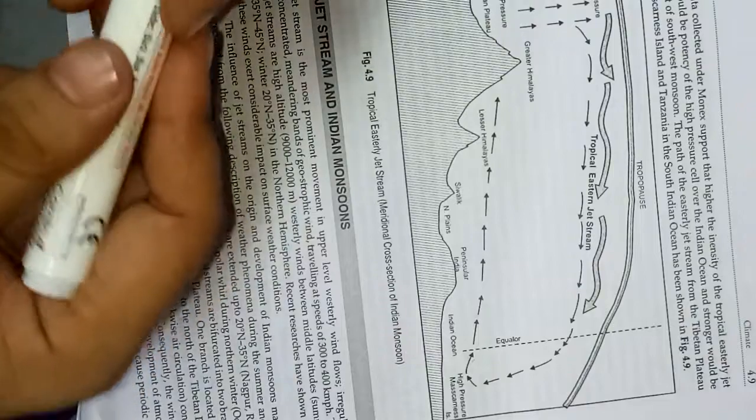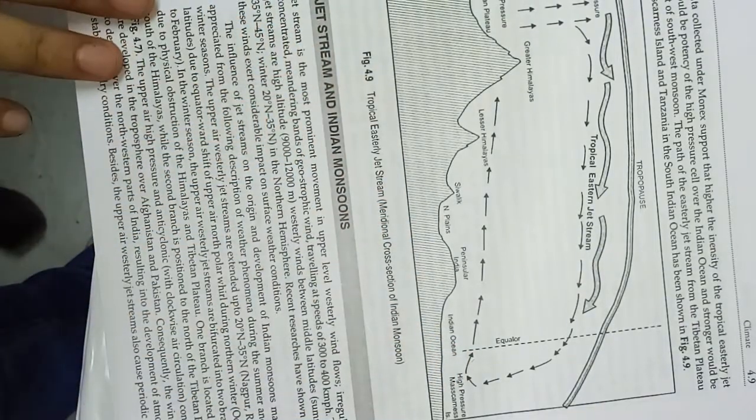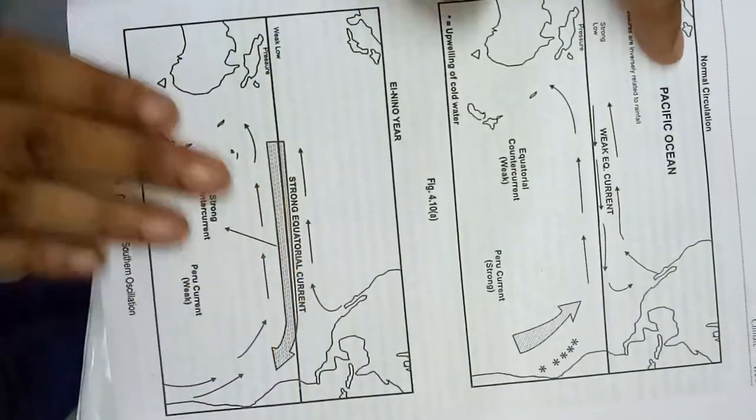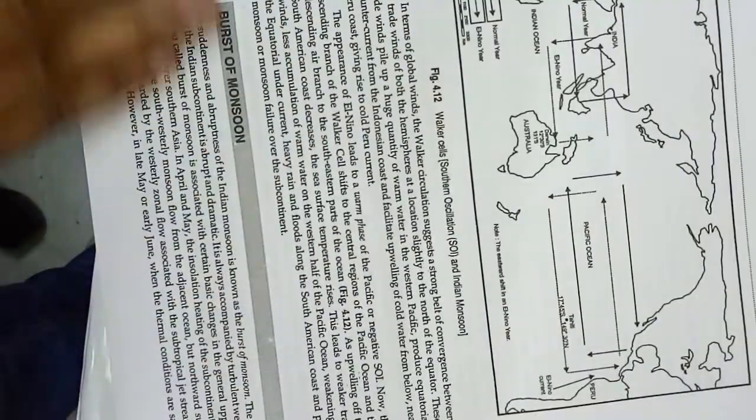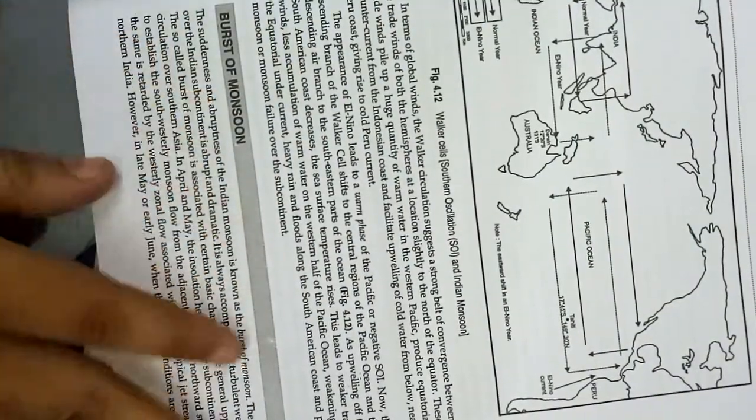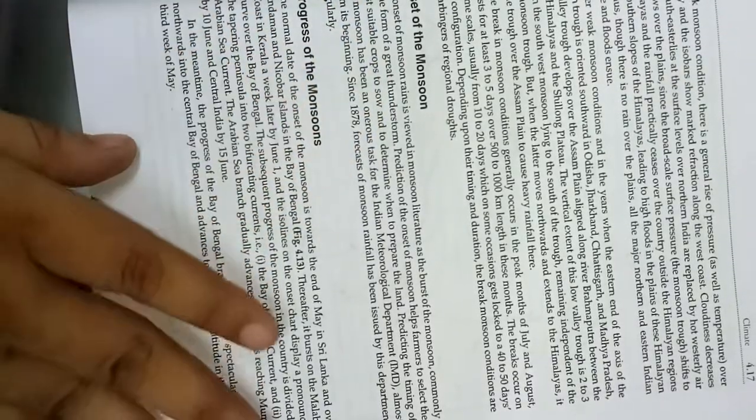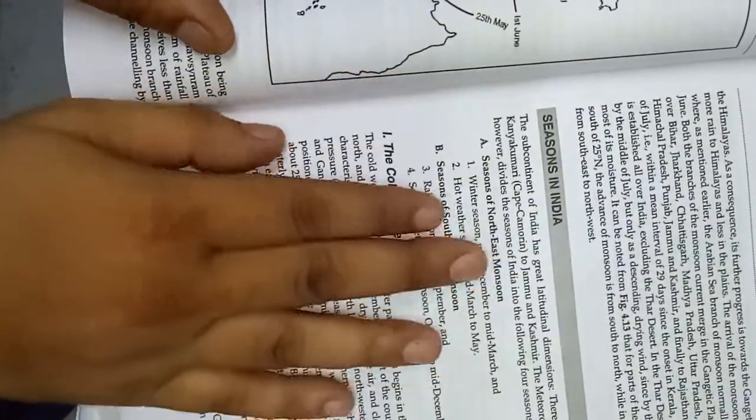And the tropopause, the jet stream and the Indian monsoon. The Pacific Ocean and the strong El Nino effect, the Southern Oscillation, burst of the monsoon, the onset of the monsoon, and progress of the monsoon. Seasons in India.